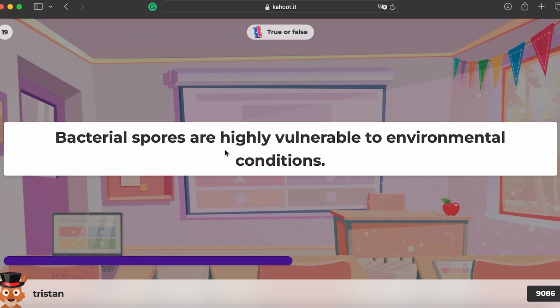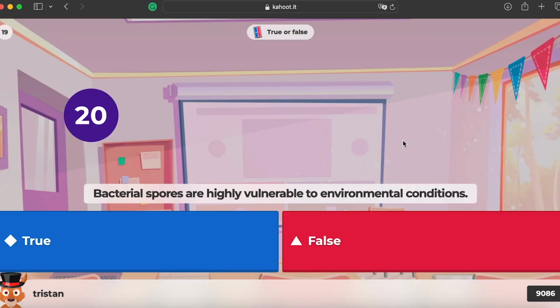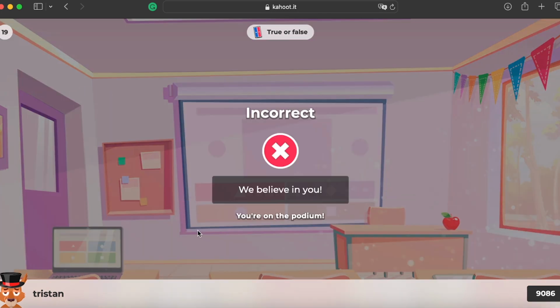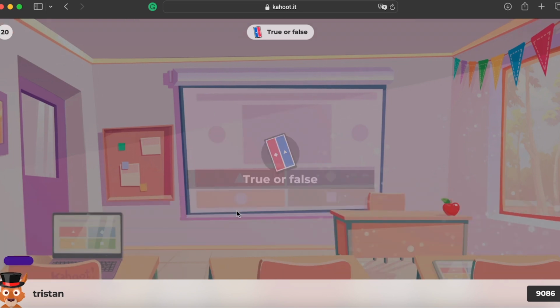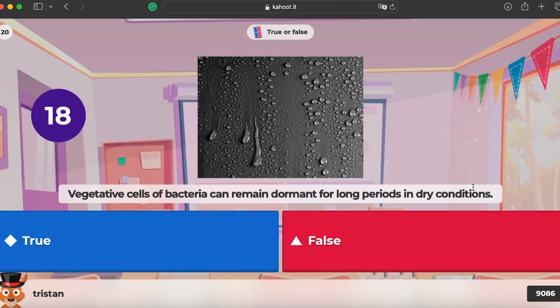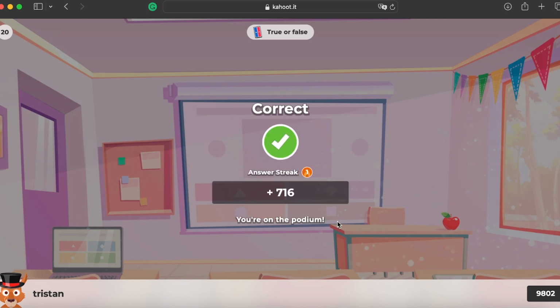Bacteria spores are highly vulnerable to the environmental conditions. Yes. No. Really. Vegetative cells of bacteria can remain dormant for a long period in dry conditions. For a long period. I don't think so. Yeah.